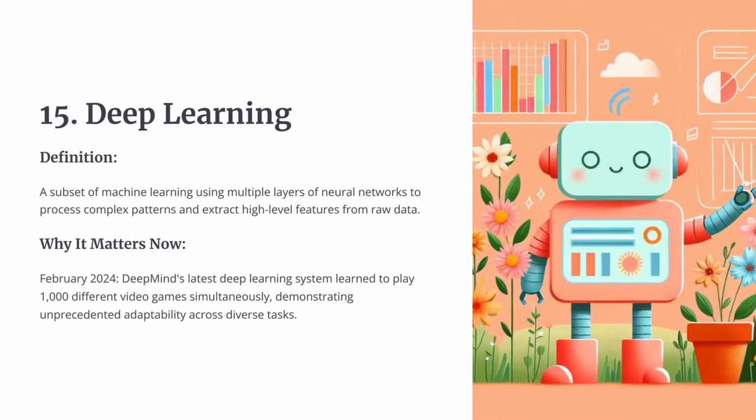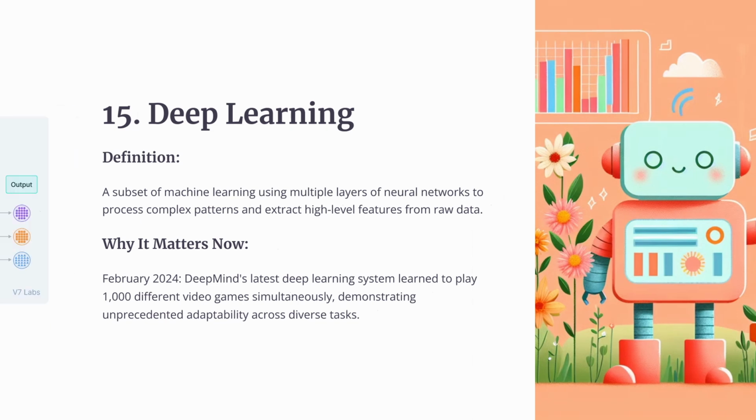Deep learning is a subset of machine learning using multiple layers of neural networks to process complex patterns and extract high level features from raw data. Think of deep learning as giving AI the ability to understand things in layers, like how you understand a movie through its plot, characters, dialogue, and visual effects all at once. DeepMind's system playing 1000 games simultaneously is mind boggling. It's like having someone who can master chess, poker, and soccer all at the same time.